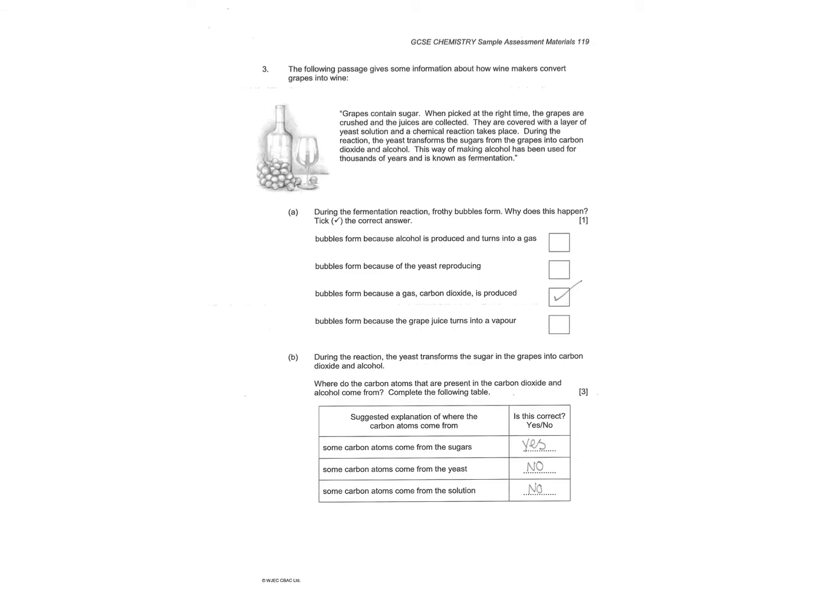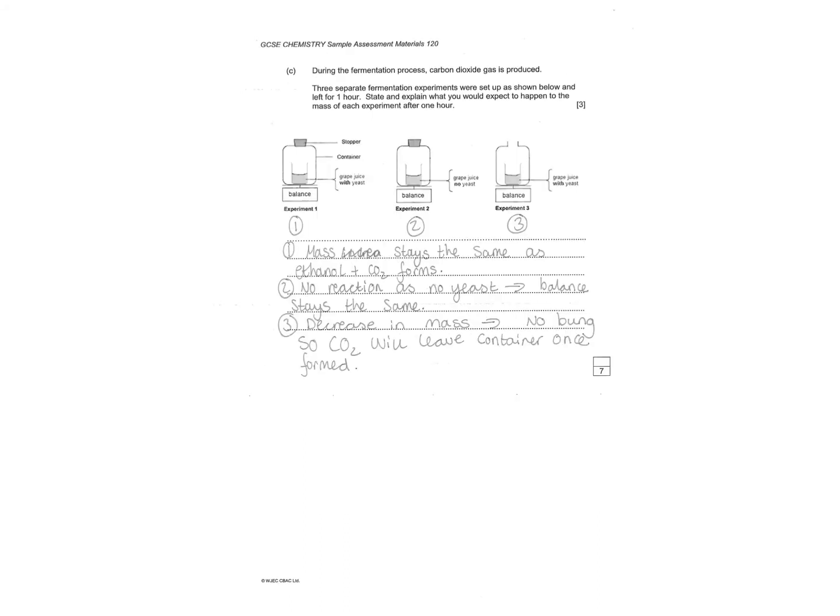So here is the information about grapes and how they can be used to make alcoholic drinks. During fermentation, frothy bubbles form. Why does this happen? Bubbles form because a gas called carbon dioxide is produced. Then it says, where do the carbon atoms that are present in carbon dioxide and alcohol come from? Some carbon atoms come from the sugars. Some carbon atoms come from the yeast. No, because the yeast is a catalyst, it will not be used up. Some carbon atoms come from solution. No.